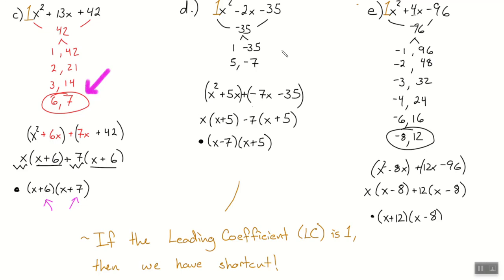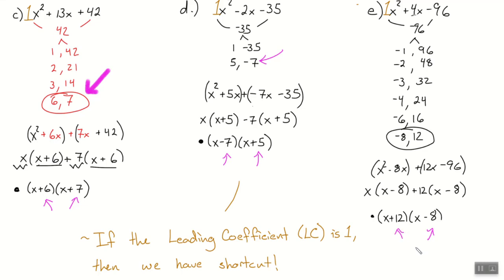What were the magic numbers on D? Positive 5 and negative 7. Well, holy cow, here's a positive 5 and a negative 7. My magic numbers here, negative 8 and 12. Negative 8 and positive 12.